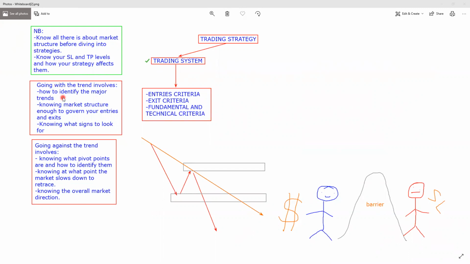You need to know how to identify the major trends. In this case it's a bit straightforward, because I've shown you that the trend is downward. But in a real market scenario, which we'll look at later, are you able to open up the charts and see that, despite the corrections happening in the market, the overall trend is either bullish or bearish? And this really comes in handy when you are looking at a higher time frame.